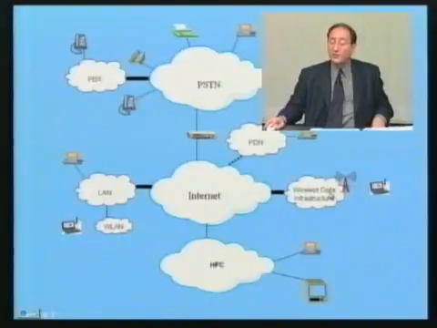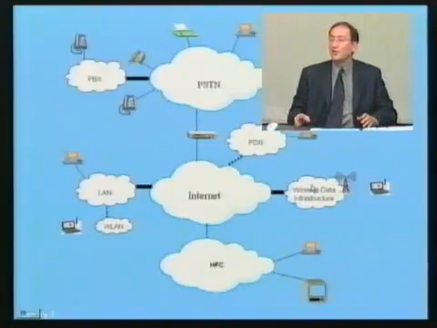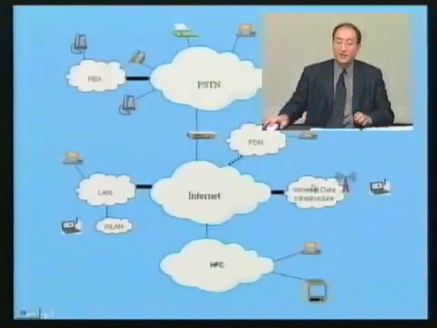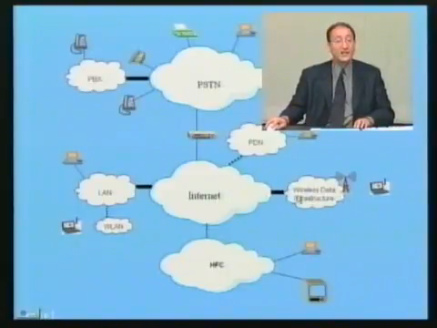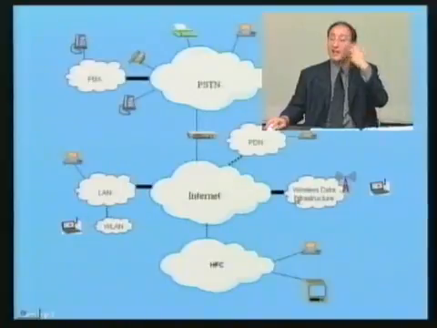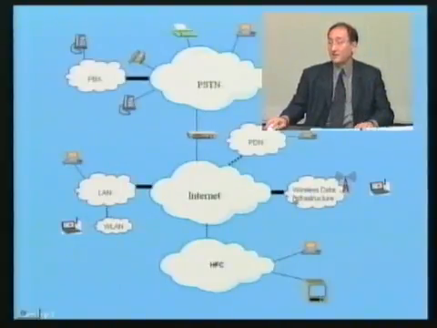Wireless data networks, similar again to cellular networks, have their own infrastructure. So they have their own routers, which are different from the routers of the internet, because these routers have to be mobility aware. Okay. So this is how it was.